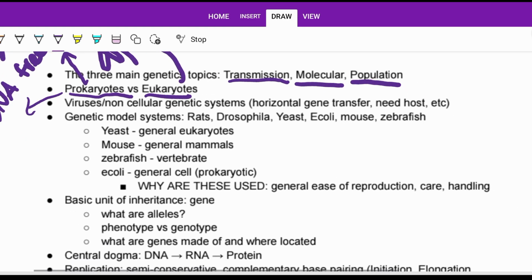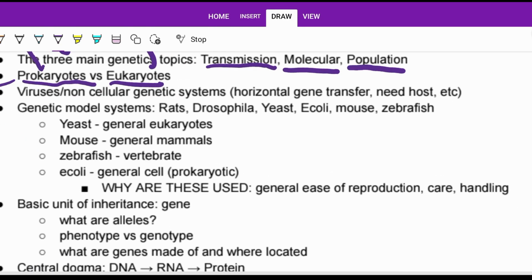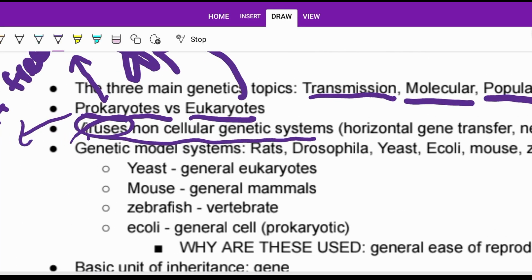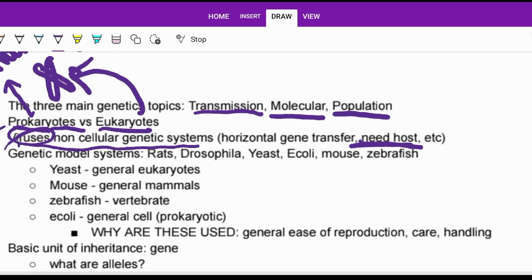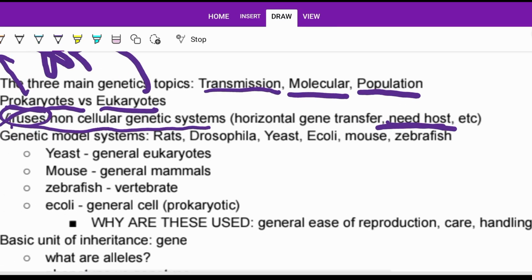So, viruses and non-cellular genetic systems. Those are some words you should probably know, but viruses are not technically living by various definitions. It's still up for debate, but they need a host cell to replicate, is what you know. So viruses need a host cell to replicate their DNA or RNA, their genetic material. And then there are some non-cellular genetic systems.